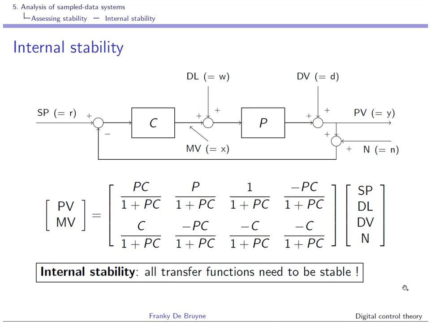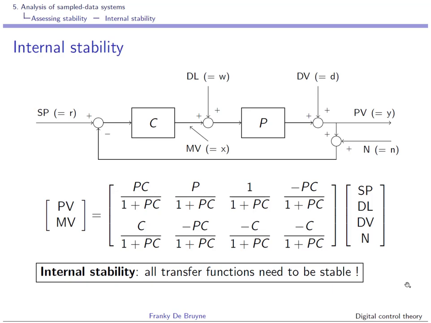Next on the program is the concept of internal stability. So notice here the loop that we are considering with the set point signal. Previously we have denoted it R. The load disturbance, we had considered it as W, and DV, the output disturbance. Here N is measurement noise, right? So here in this course I should write C of z, SP of z, etc. But the concept here of internal stability is also valid for continuous time systems.